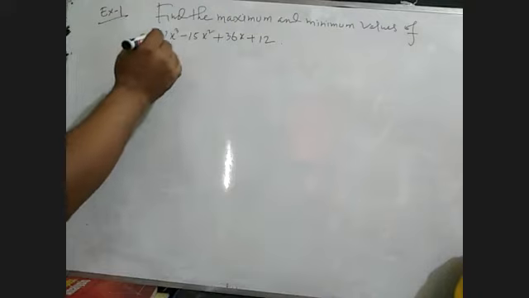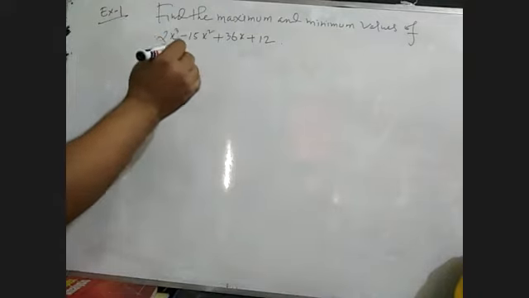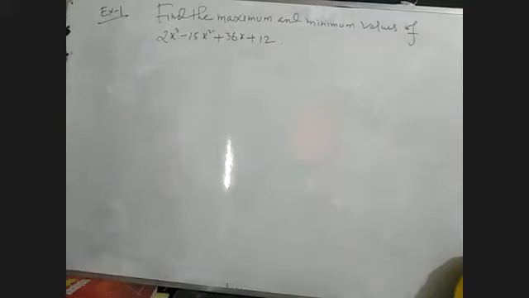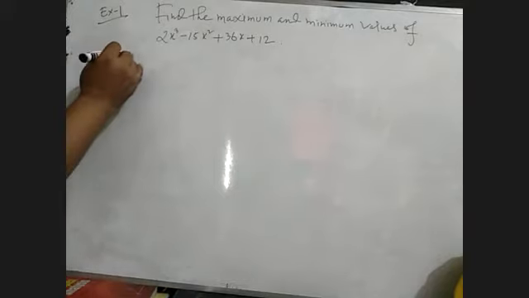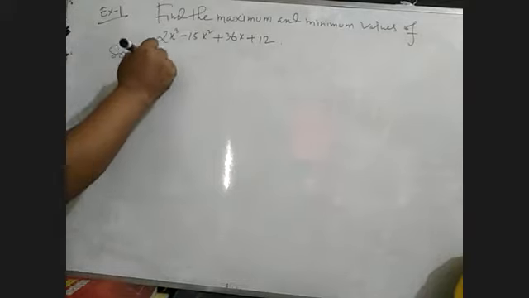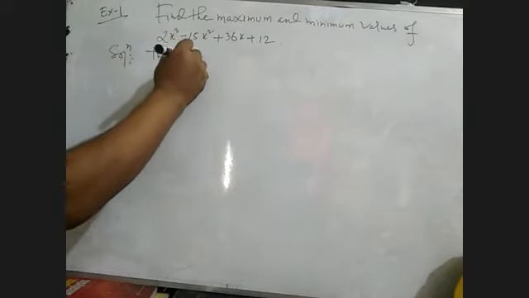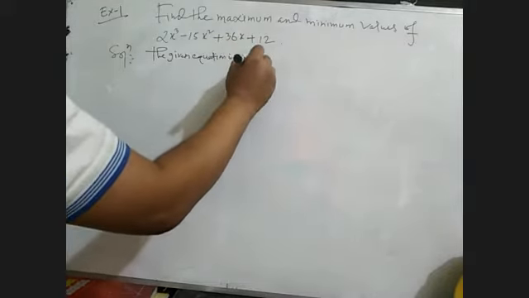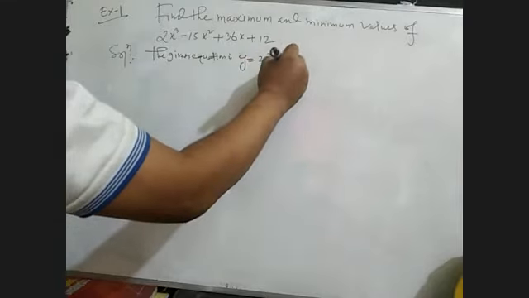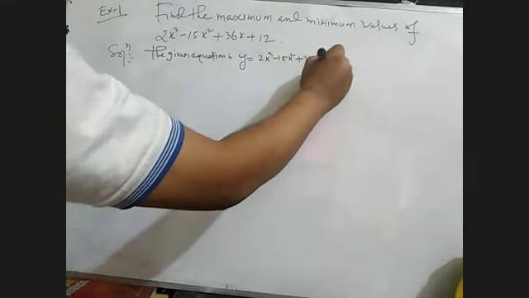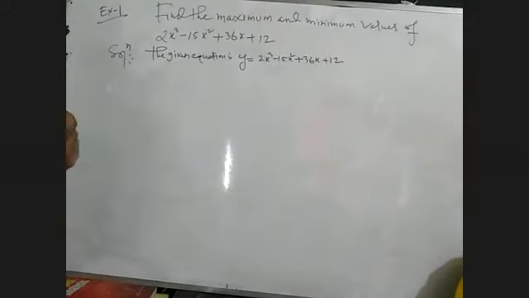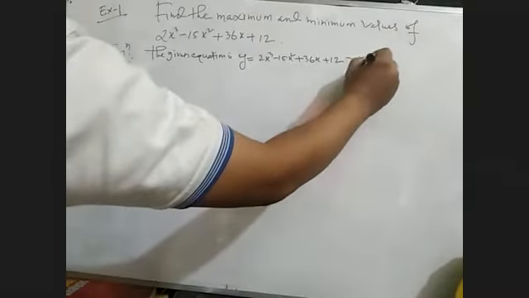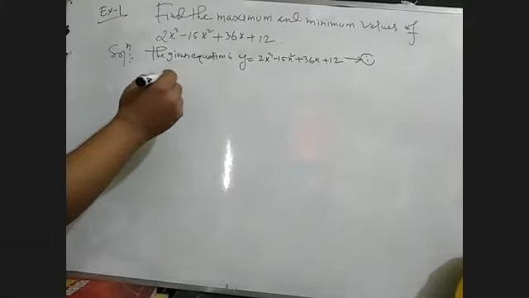So first example: find the maximum and minimum values of 2x cube minus 15x square plus 36x plus 12. So we are given the equation. The given equation is y equals to 2x cube minus 15x square plus 36x plus 12. This is equation number 1. So first, the derivative, what will be? Now taking differentiation on both sides.